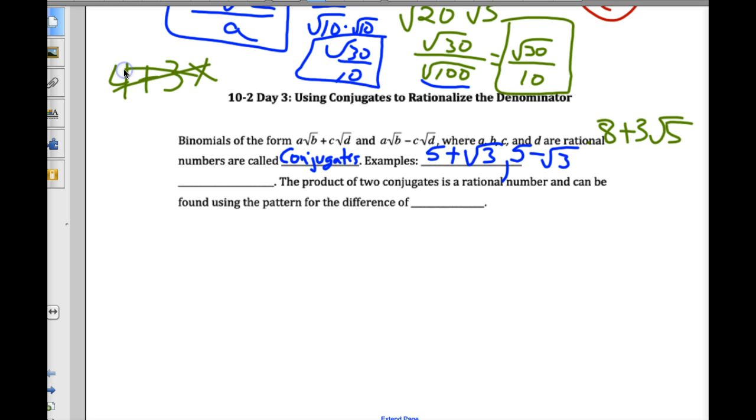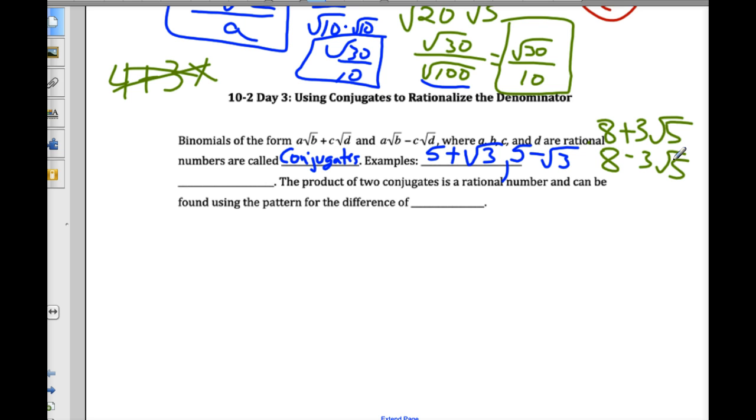You can't add them together, so it's kind of like the like terms concept, because that radical 5 after the 3 is there. Now, what's the conjugate of 8 plus 3 radical 5? 8 minus 3 radical 5. Just write it underneath it.